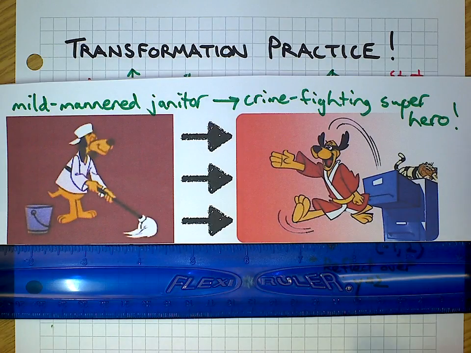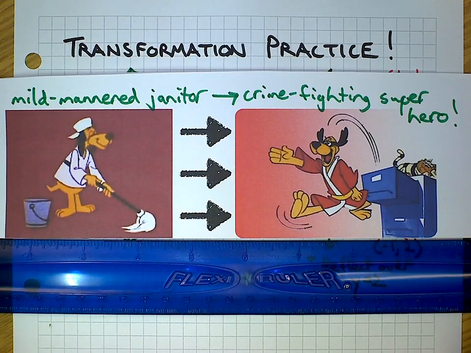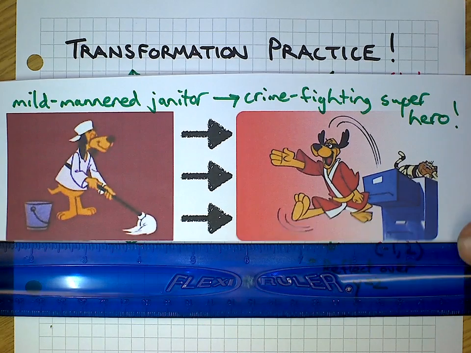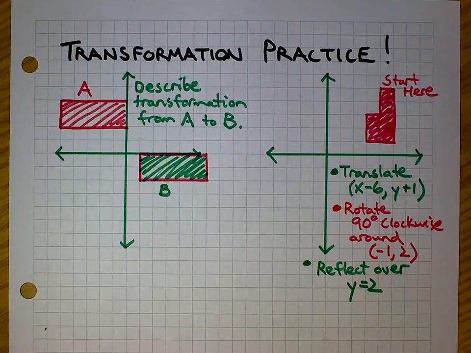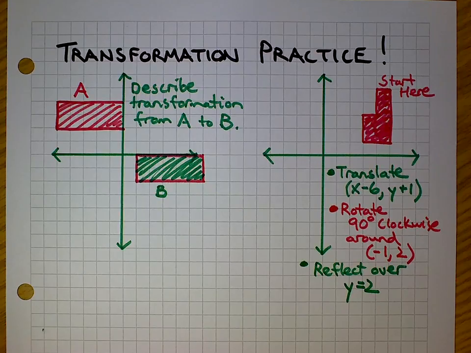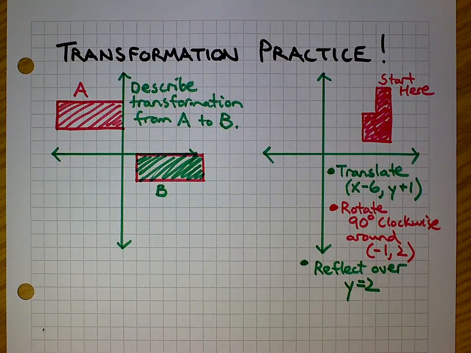Today we're going to practice transformations, just like our mild-mannered janitor would jump into a file cabinet and turn into crime-fighting superhero Hong Kong Phooey. We're going to do something with these here shapes. So I have two problems. In the first one, you're going to describe possible transformations that could have happened to get you from the red one, A, to B, the green one. And the second problem is simply starting here and doing these three transformations and then drawing in the finishing shape.